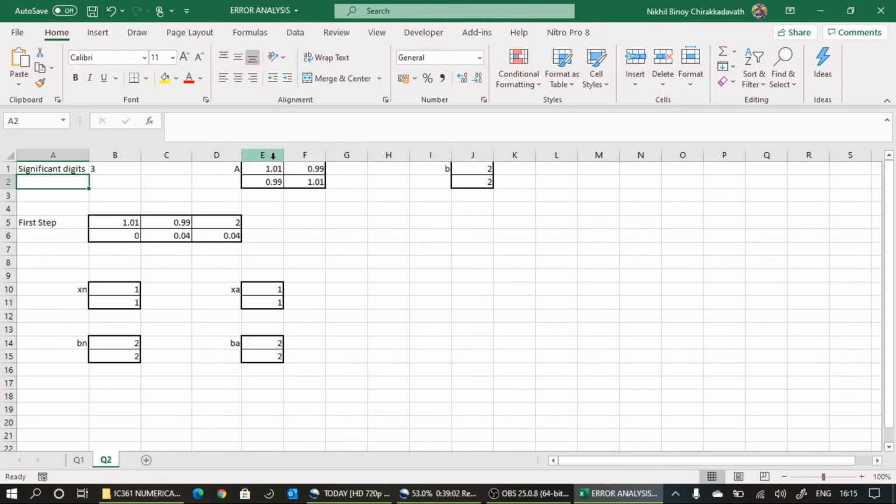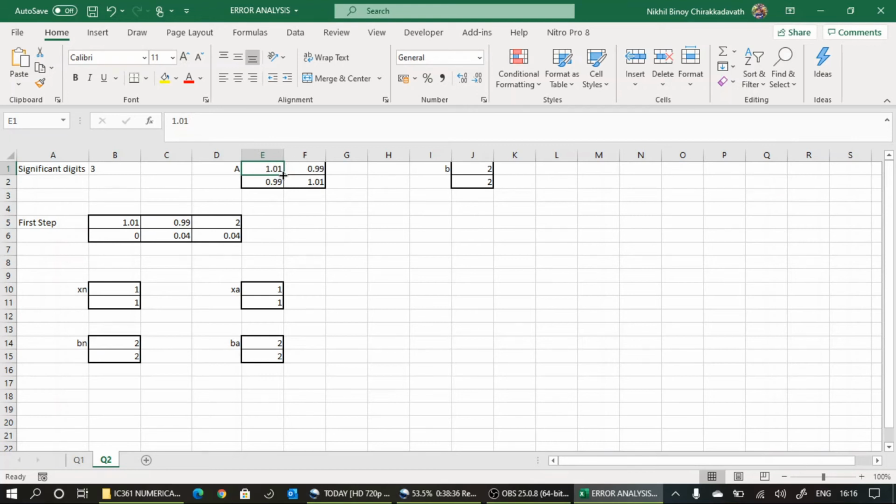So here, this one is an interesting thing. How to identify whether the given system is very close to singular or not. This is a 2 by 2 matrix, and this is the output matrix. So you can see, what is the determinant? 1.01 into 1.01 minus 0.99 into 0.99.